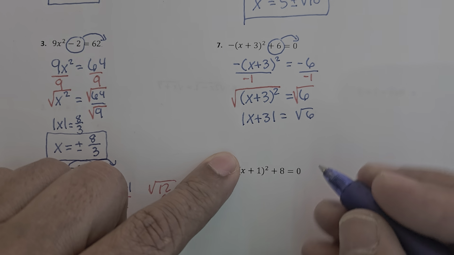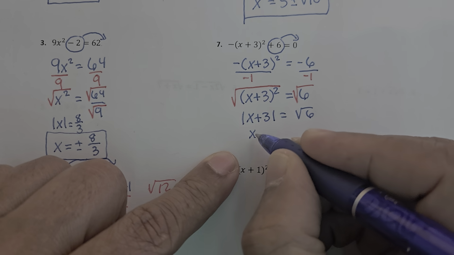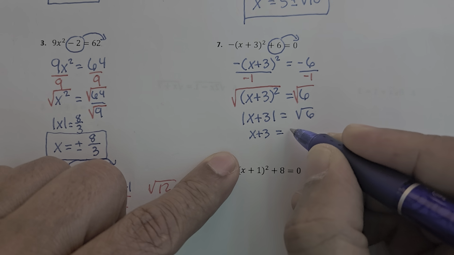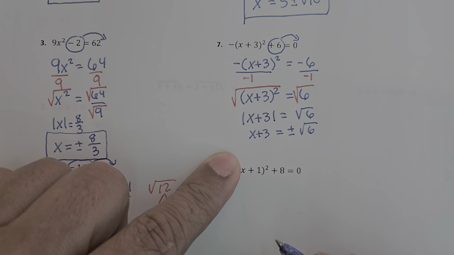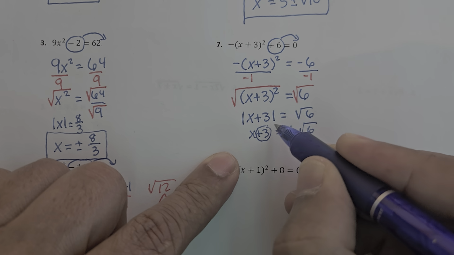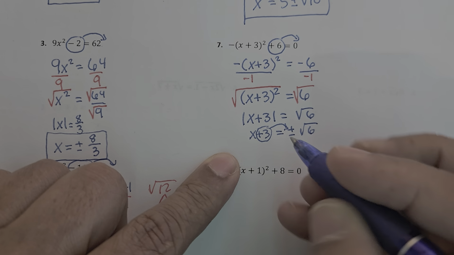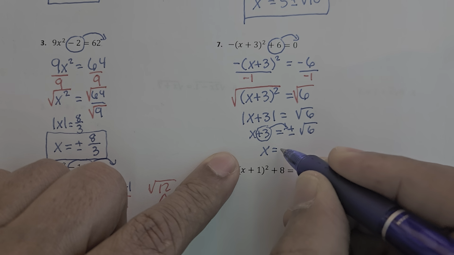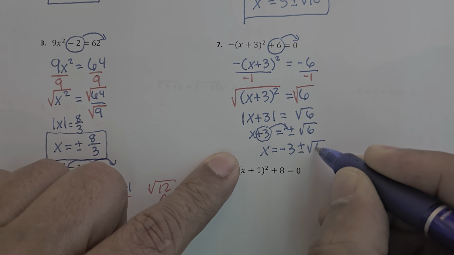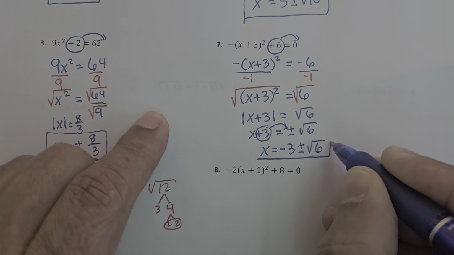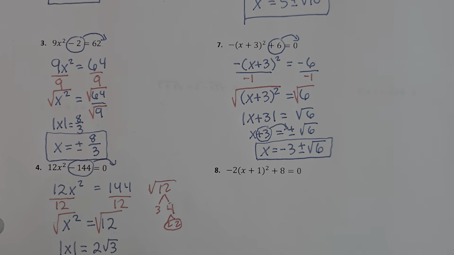But then once we remove the absolute value, we have x plus 3 equals plus or minus the square root of 6. Then we move this 3 to the other side of the equation. It's plus here, becomes minus on the other side. So then x equals negative 3 plus or minus the square root of 6. And this has the two solutions to that problem.